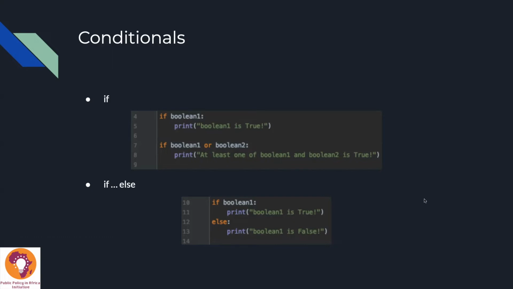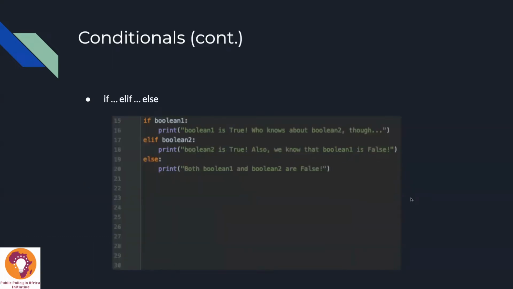Cool. Don't see any other questions in the chat, so I'm going to move on. So conditionals continued. So say we had some use case where, if one thing's true, we do that. If another thing's true, we do that. And then we have a catch-all. So that's where the if, elif, else comes in. So here we have the if Boolean 1. So then if Boolean 1 is true, we print out that Boolean 1 is true. And who knows about Boolean 2?